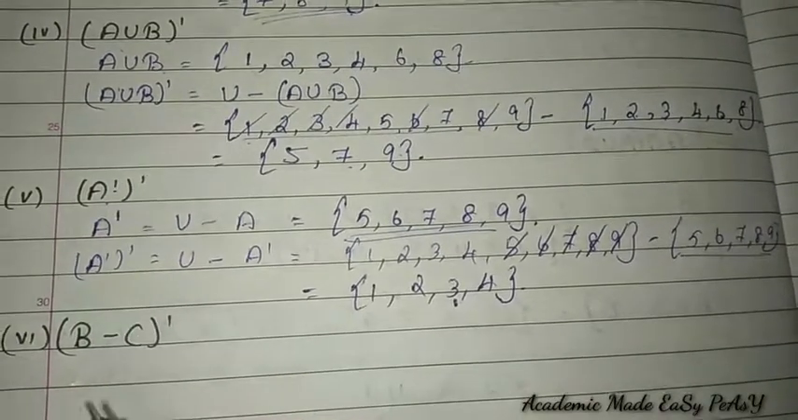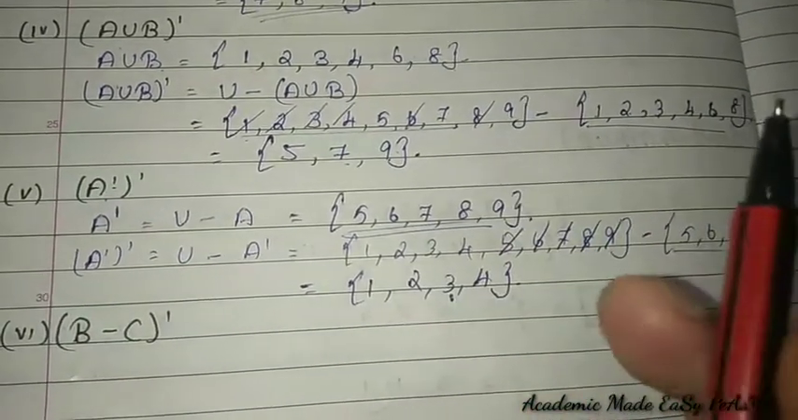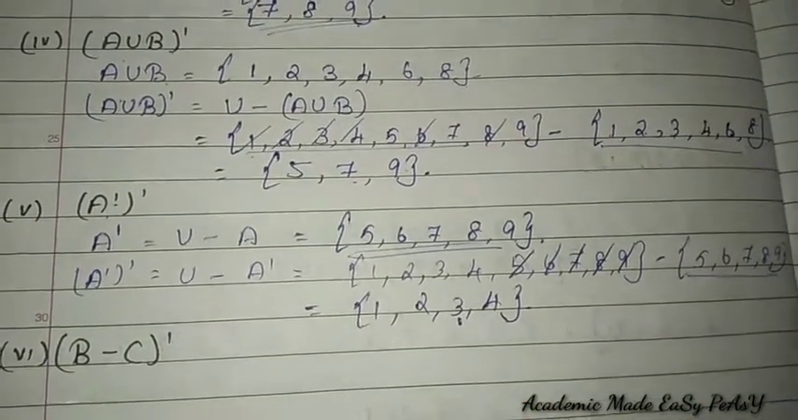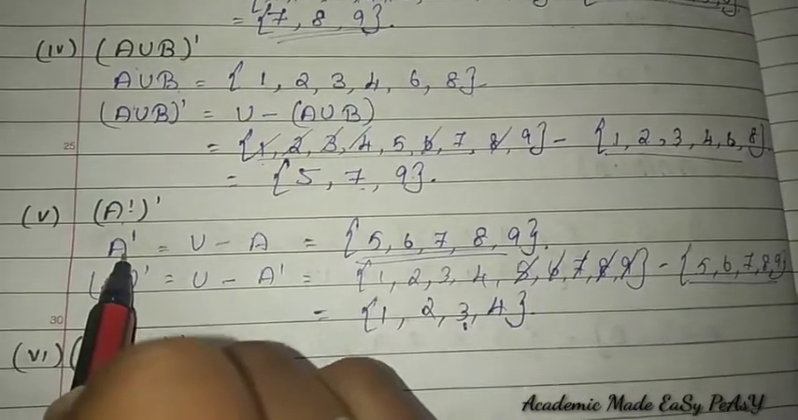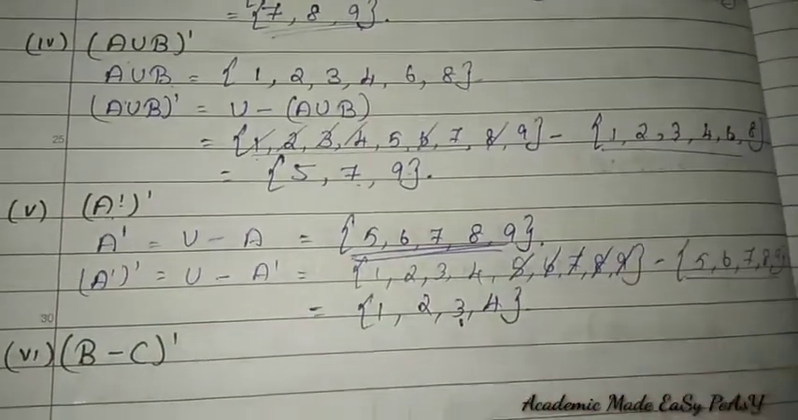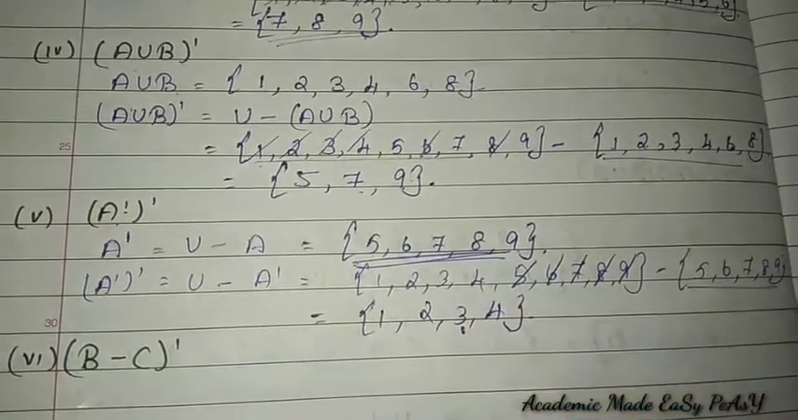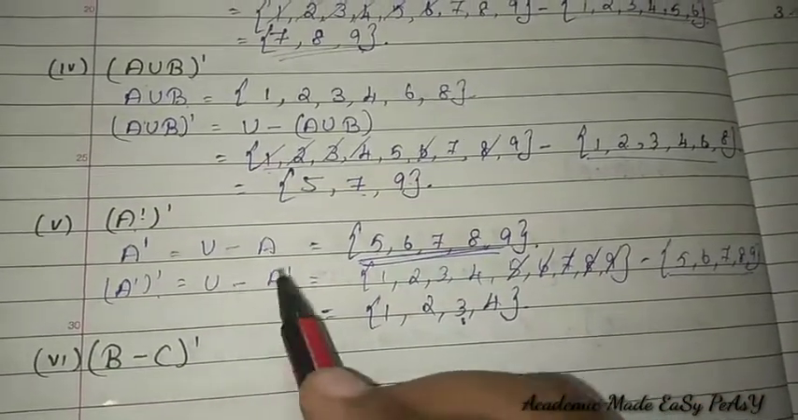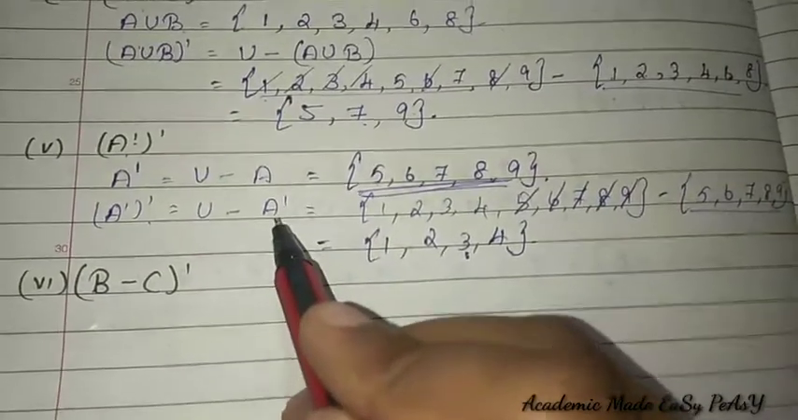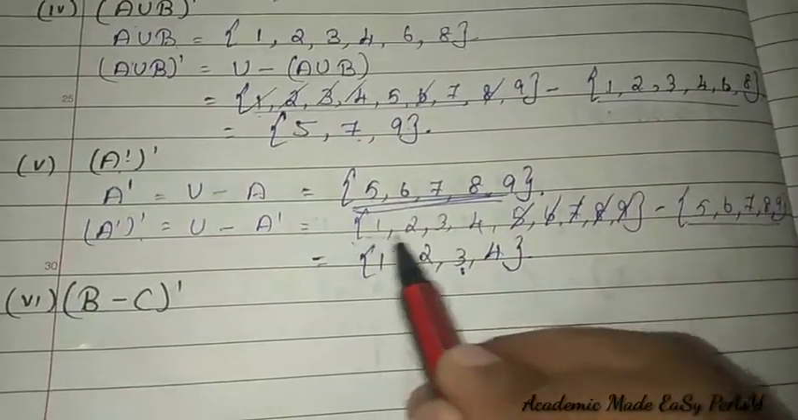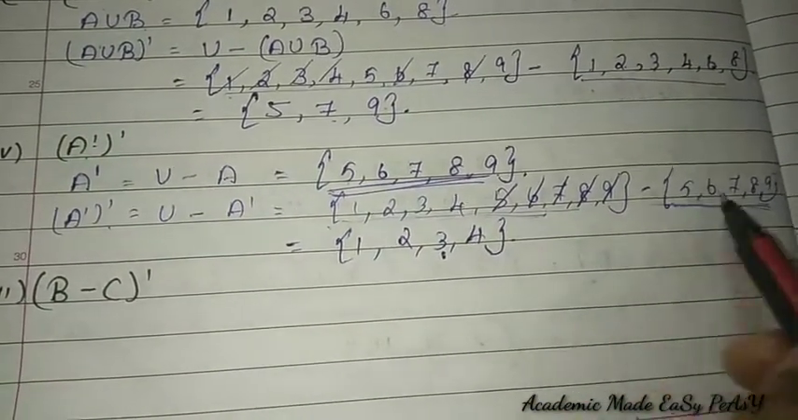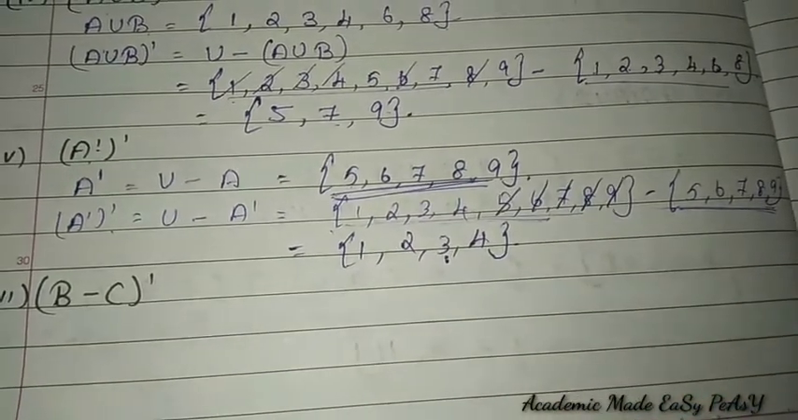A dash the whole dash. What is A dash the whole dash? We already saw the formula also, no? The property: A dash the whole dash is equal to A. Already we found A dash, so directly I have written this one, that is 5, 6, 7, 8 and 9. That one I have written over here. So A dash the whole dash is equal to U difference A dash. Is that clear? Next I have written set U, next I have written A dash. When I take the difference of these two, I got this.